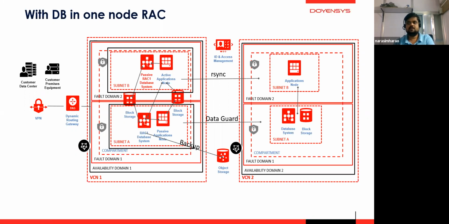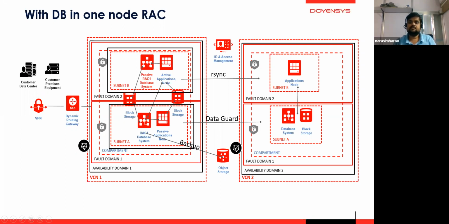Basically, you can rsync it and then keep it. Or you can have your shared NFS. You can have your FSS configured and then use it with the other node also. Now on the other node, you will have your passive rack 1 node, which will have the active applications.